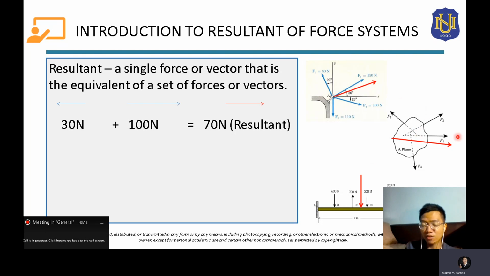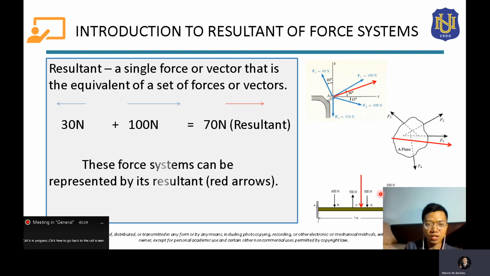Also for non-concurrent force system, these forces in blue ink can be represented by a single force. So this is the resultant for this force system. And also for parallel force system, it can be represented by a single force. So this force system can be represented by its resultant, that is the force that is in red ink. So that will be the resultant.